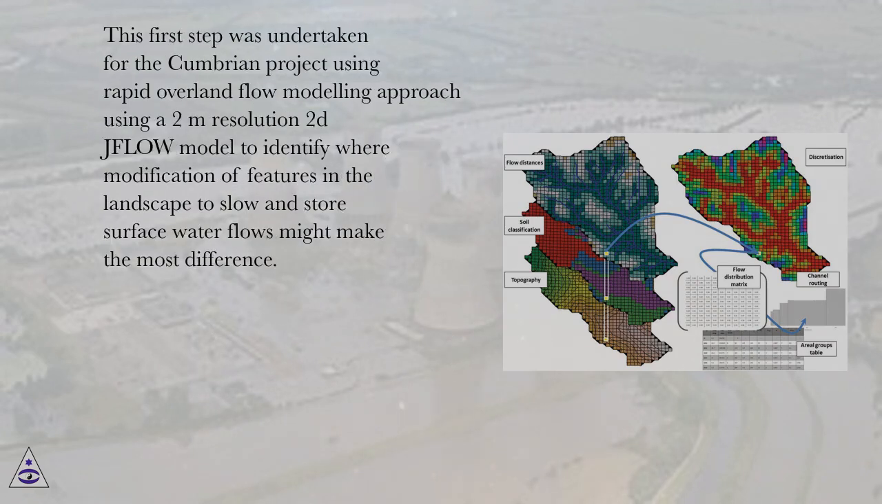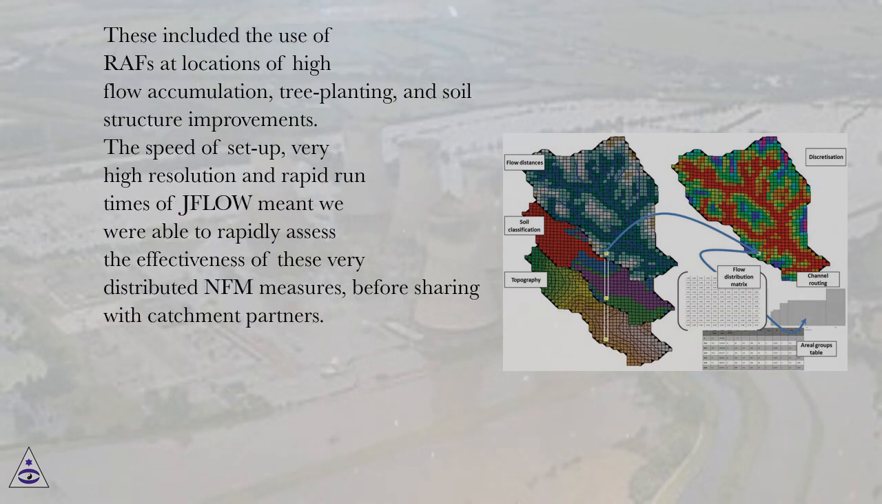This first step was undertaken for the Cumbrian project using a rapid overland flow modeling approach using a 2 meter resolution 2D flow model to identify where modification of features in the landscape to slow and store surface water flows might make the most difference. These included the use of RAFs at locations of high flow accumulation, tree planting, and soil structure improvements. The speed of setup, very high resolution and rapid run times of the flow model meant we were able to rapidly assess the effectiveness of these very distributed NFM measures, before sharing with catchment partners.